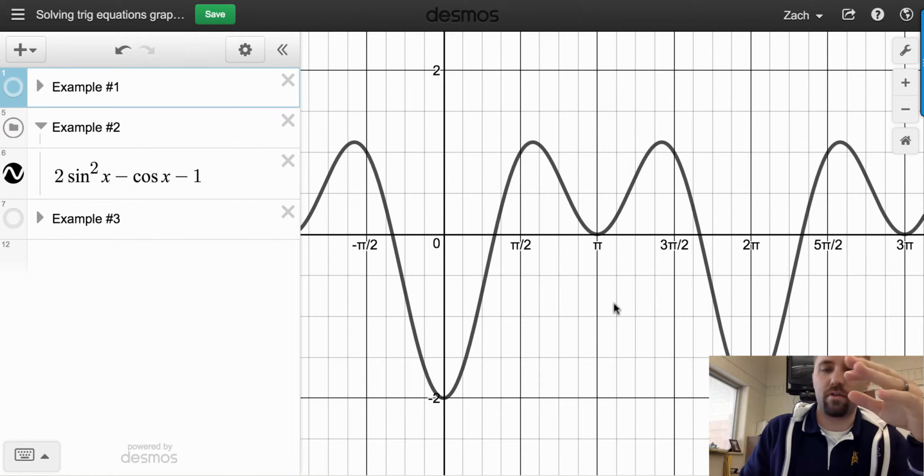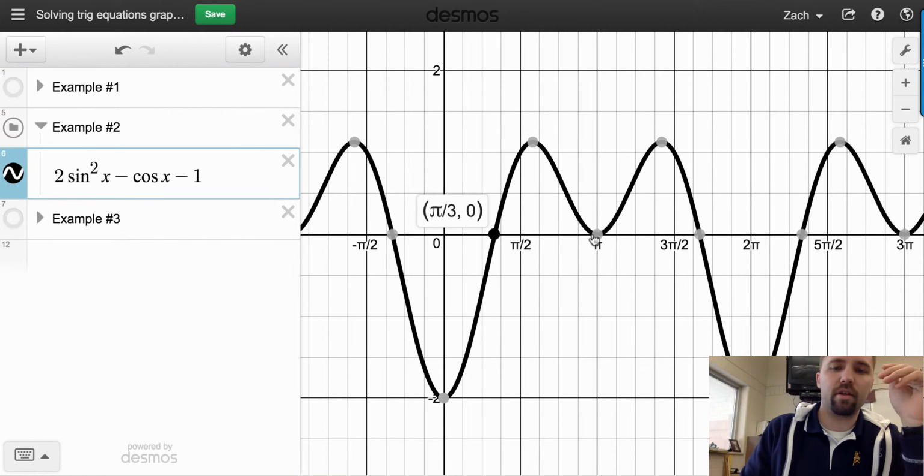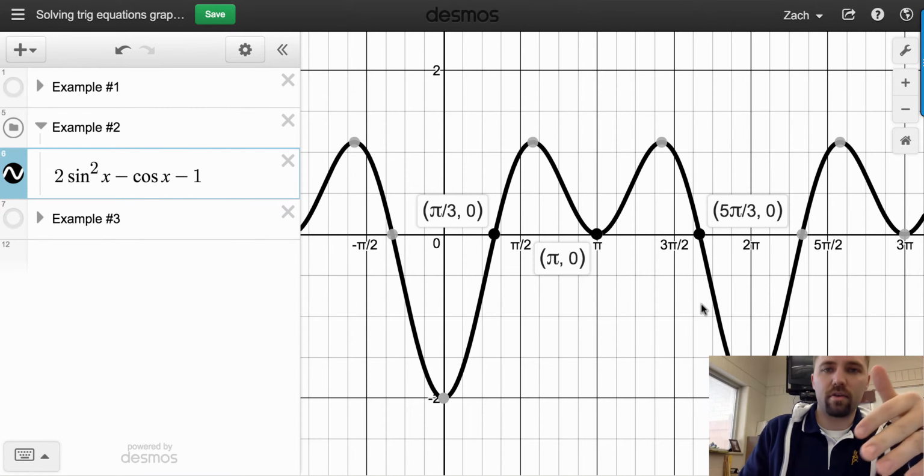Now this is a pretty weird function, but remember we're looking for x-intercepts. So let's highlight those, and on your calculator you're going to have to use the zero finder to do this, right? So second calc 0, and then pick a point to the left, a point to the right, and then it will find the 0 for you. So we've got them here at pi over 3, pi, and 5 pi over 3.